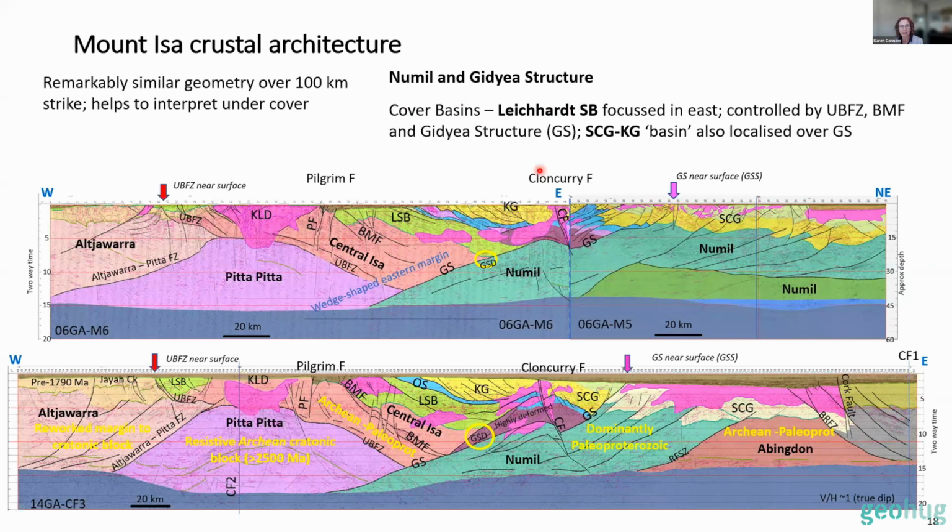Now, the cover basins, as I highlighted, we can see on both these seismic lines how much more extensive the Leichhardt superbasin is in the east. And that's contrary to what you see when you're looking at the plan view maps. It's controlled in part by the Gidja structure, and likewise that feature controls the overlying Soldiers Cap Group, Kurridala Group basin that extends well to the east.